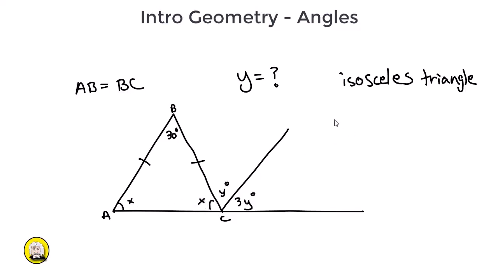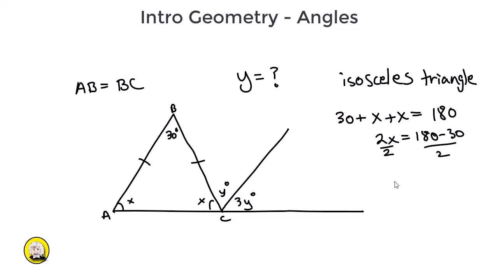And we know from the sum of interior angles of a triangle, 30 plus X plus X equals 180 degrees. So 2X equals 180 minus 30. Dividing by 2 on both sides, we'll get X equals 150 divided by 2, or 75 degrees. So we know our 2 angles here must be 75 degrees.